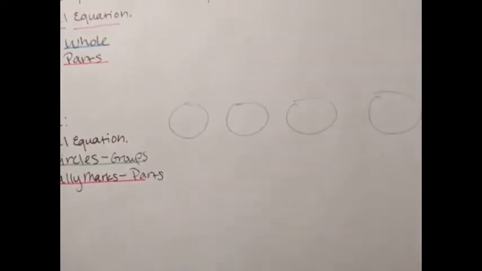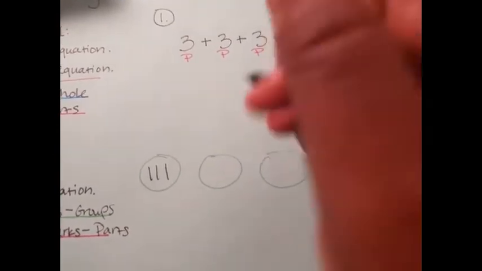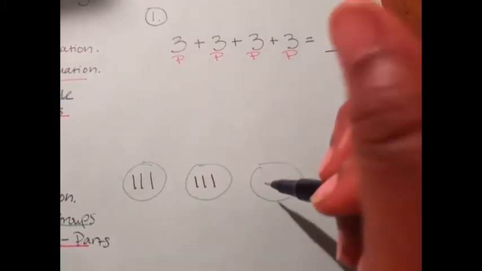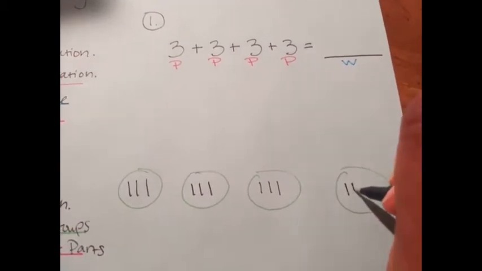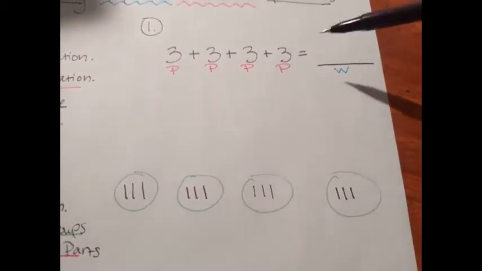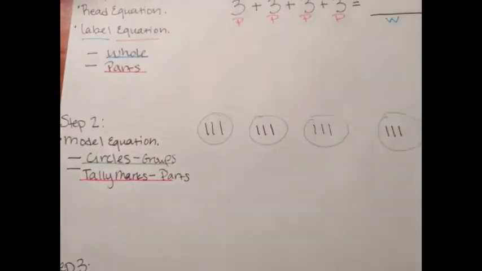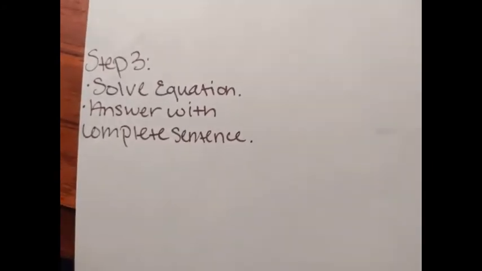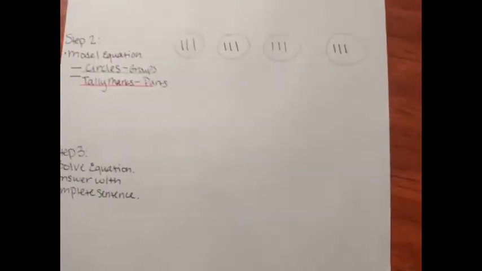So we'll write 3 in the first circle, representing our first part. We'll write 3 in the second circle, representing our second part. We will write 3 in the third circle, representing our third part. And we will write 3 in our fourth circle, representing our fourth part. We have successfully modeled our equation. Now we are ready to solve the equation and answer with a complete sentence. We're ready for step 3.